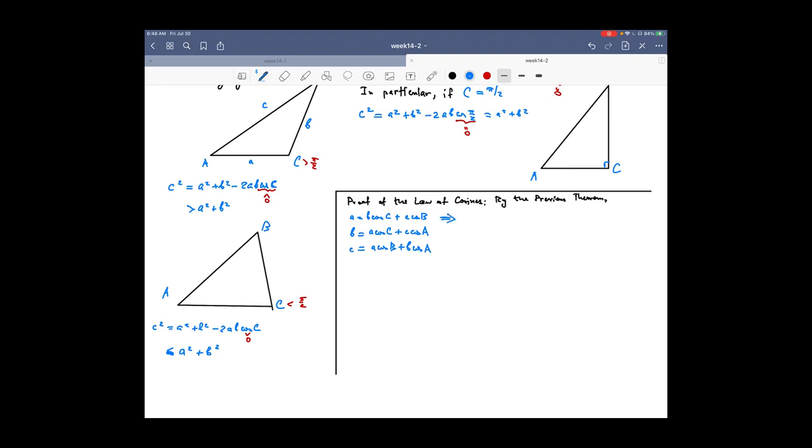Then if we multiply the first of these by a, we get a squared equals ab cosine C plus ac cosine B. The second identity multiplied by b yields b squared equals ab cosine C plus bc cosine A, and multiplying the third identity by c yields that c squared equals ac cosine B plus bc cosine A.